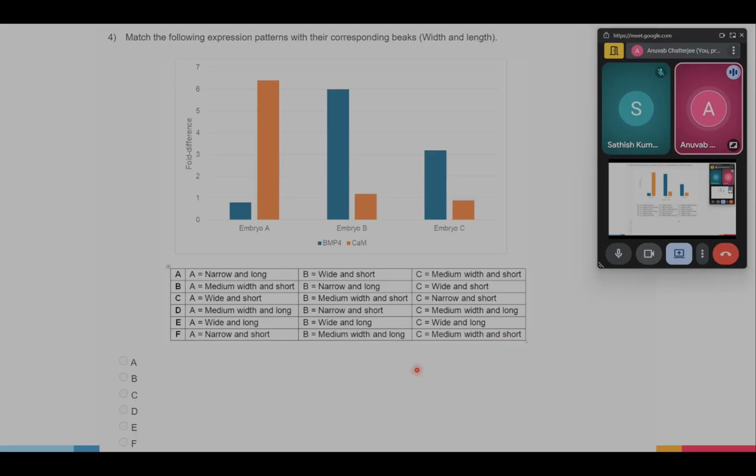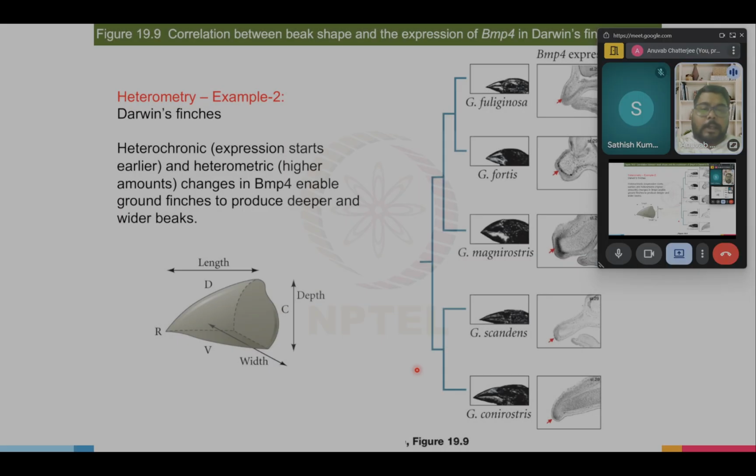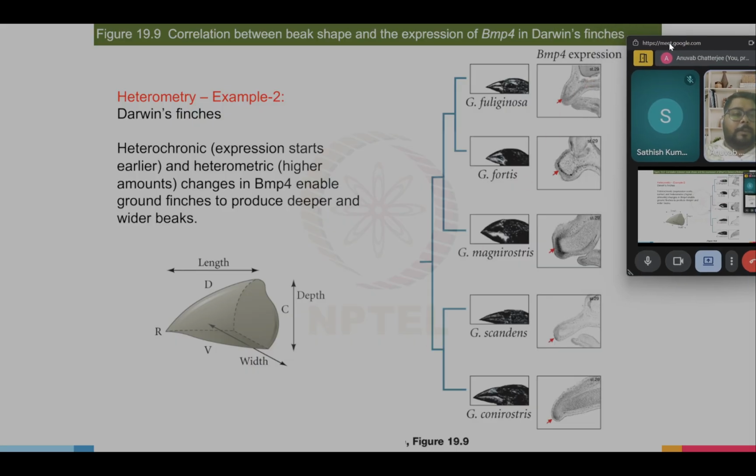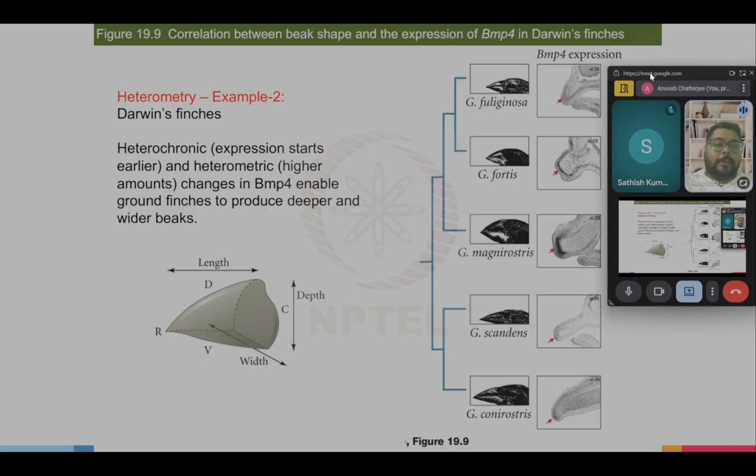Okay, so let us get back to it. Here we will talk about a particular type of bird known as Darwin's finches, and how the expression of BMPs can describe how development and evolution occurred in these particular finches.